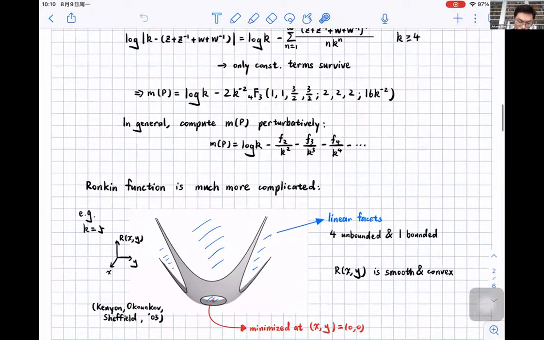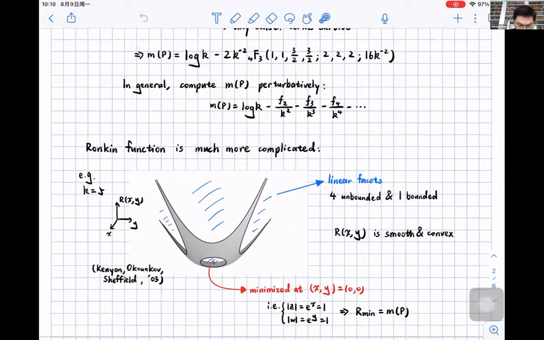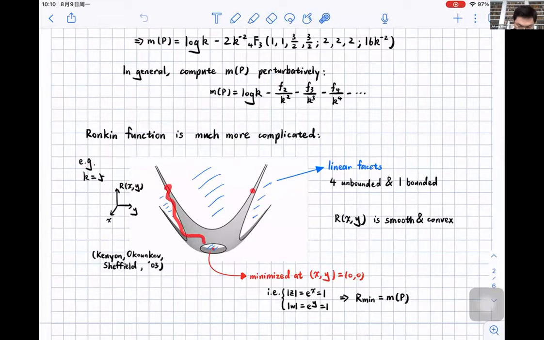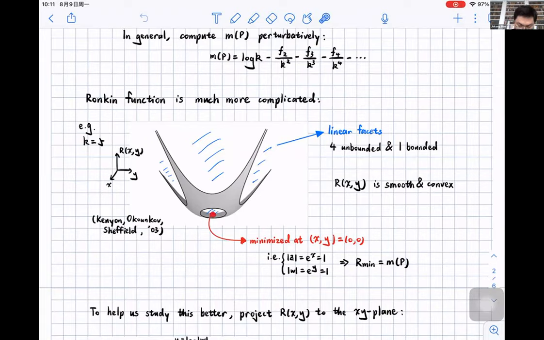So here is a picture for our example when the constant term is 5. Besides this gray region, we also have 5 linear facets. 4 of them are unbounded, and there is one bounded linear facet here. But overall, the whole function itself is smooth and convex. In particular, it is minimized at this point, which is (0, 0). And this means the Mahler measure is the minimum of the Ronkin function.